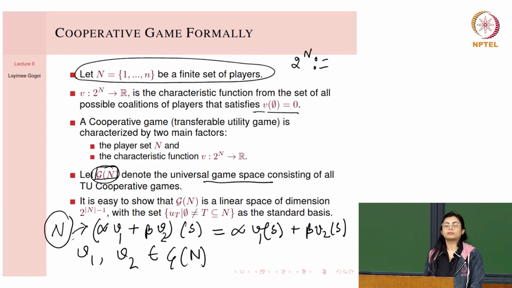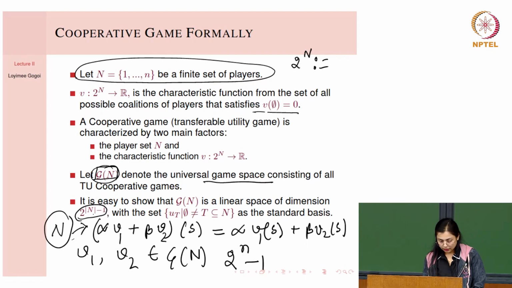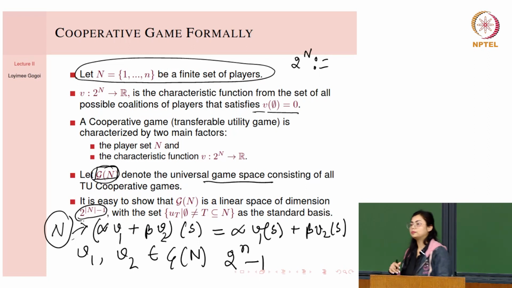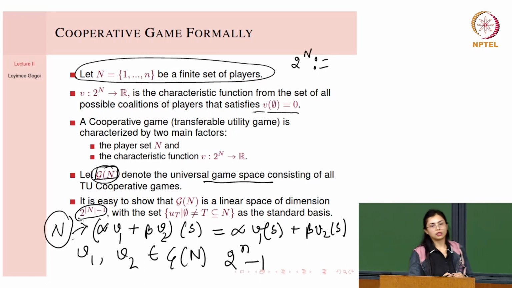To the power n, yes, minus 1. Okay, this is actually a typo, it is actually 2 to the power n minus 1, that is the dimension. So we have to remove the empty set. Okay, any question you have?